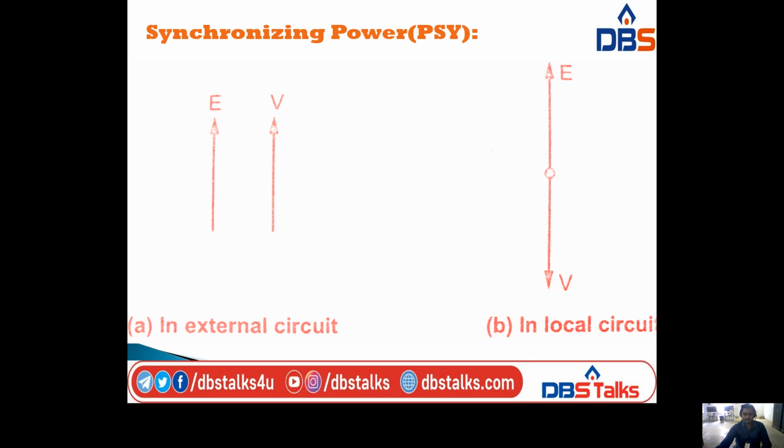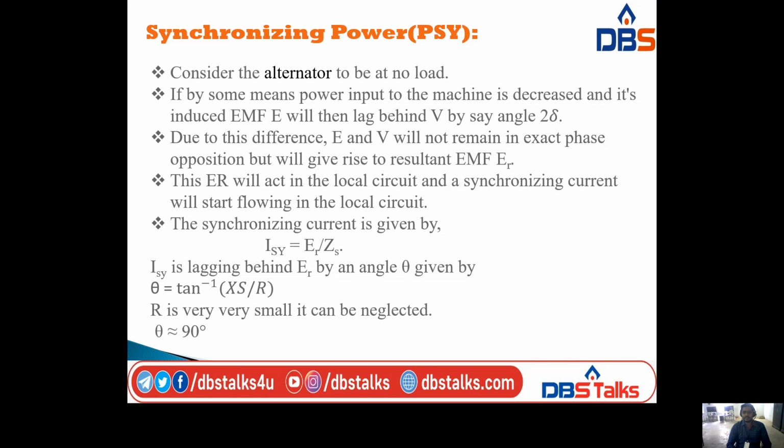Next, consider the alternator to be at no load. By some means the power input to the machine is decreased and its induced EMF E will lag behind V by say an angle 2 delta. Due to this difference, E and V will not remain in exact phase opposition but will give rise to a resultant EMF, that is ER.